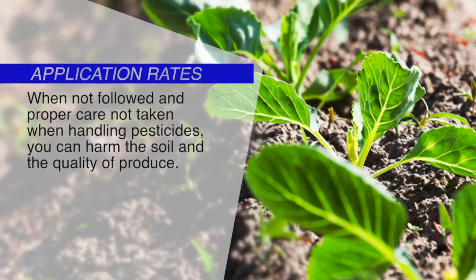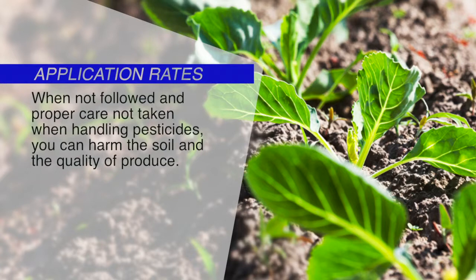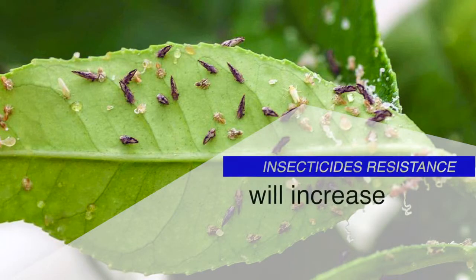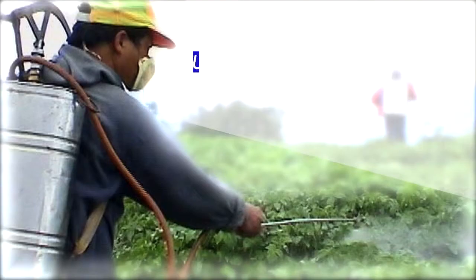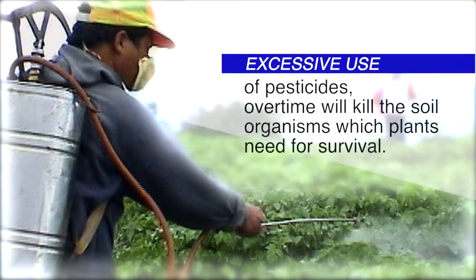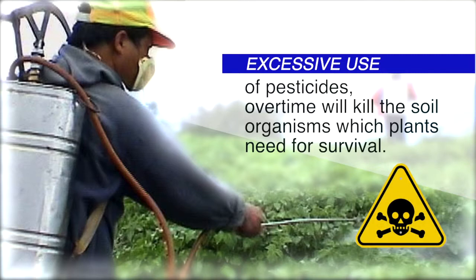When application rates are not followed and proper care is not taken in handling the pesticides, you can harm the soil and the quality of the produce. This can lead to increased insecticide resistance. Excessive use of pesticide over time will kill the soil organisms which plants need for survival. Once a chemical is sprayed, it remains active as poison for a certain amount of time.